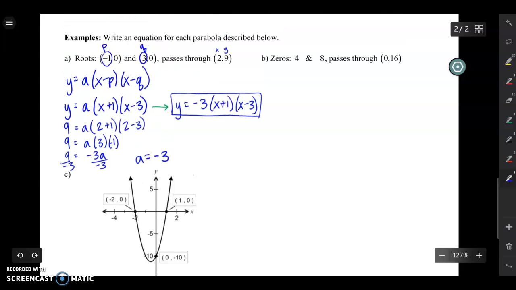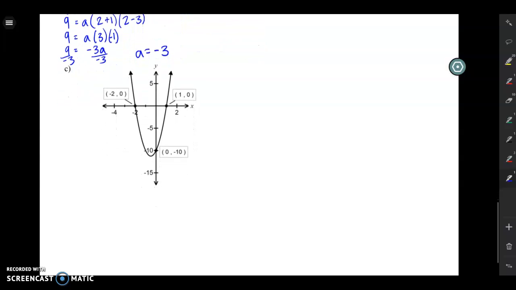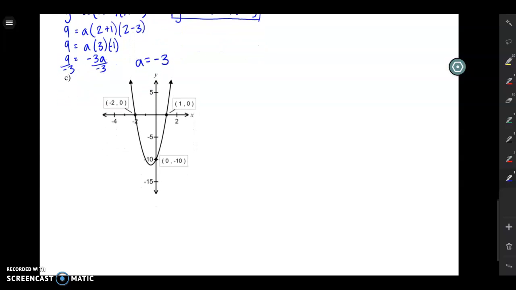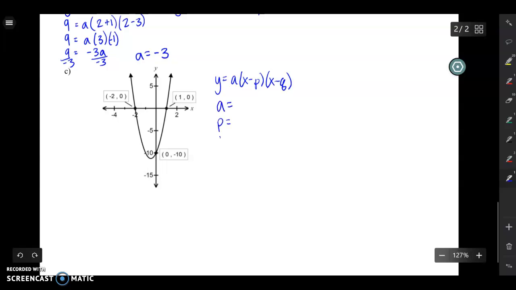All right, let's go ahead and do example C together. I'll let you do B. We're going to start the same way. Again, we have two roots, or two x-intercepts, and then this extra point, 0, negative 10. Let's work through this one the same way we did the second example above. I'm going to start with an equation in factored form, and I want to know what a is, what p is, and what q is. Once I know a, p, and q, I just plug them into my equation and I'm ready to rock and roll. So a is going to be a little tricky for us.